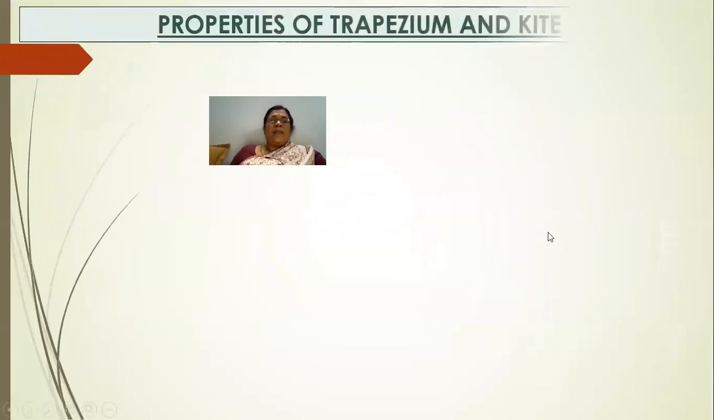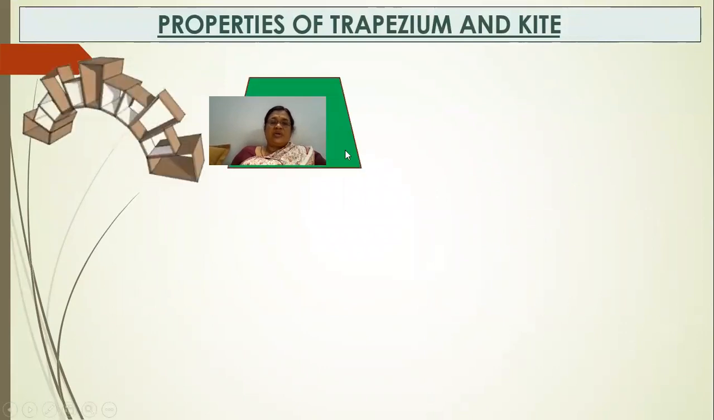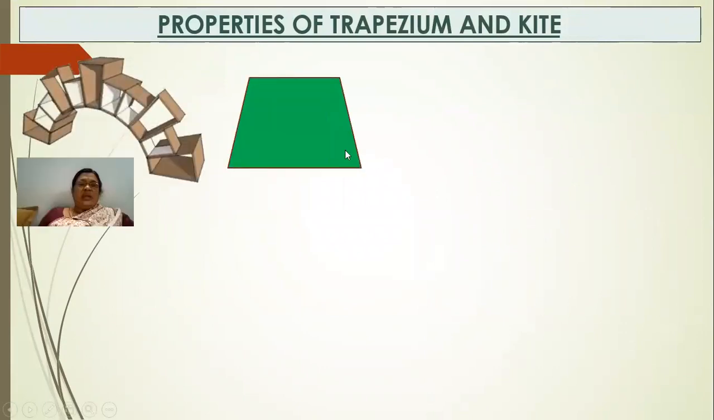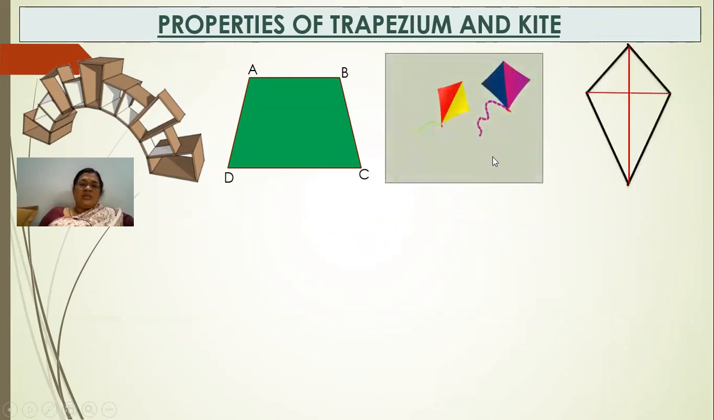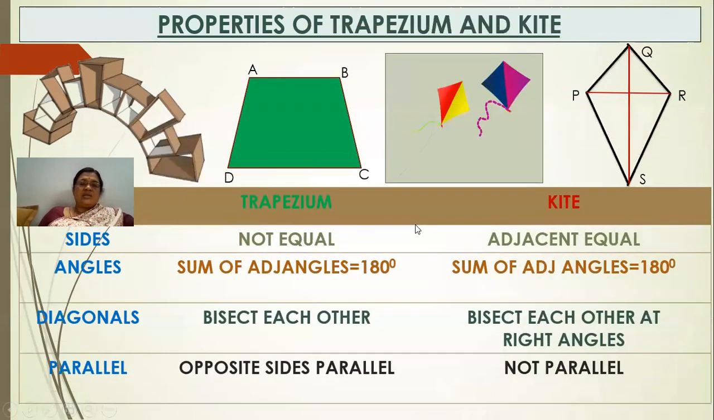Now, the properties of a trapezium and a kite. This arch, when you look at it, resembles a trapezium. And these are the vertices of the trapezium, and these are the kites. You children all play with kites, isn't it? So these are the kites, and this looks like a kite. So now we'll move on to the properties of a trapezium and a kite.